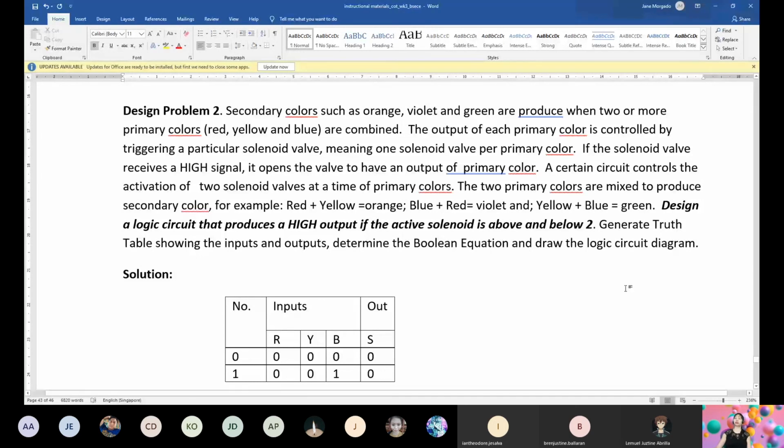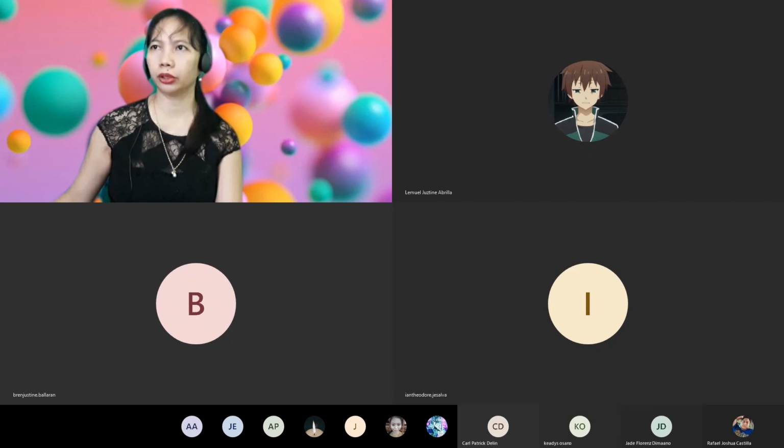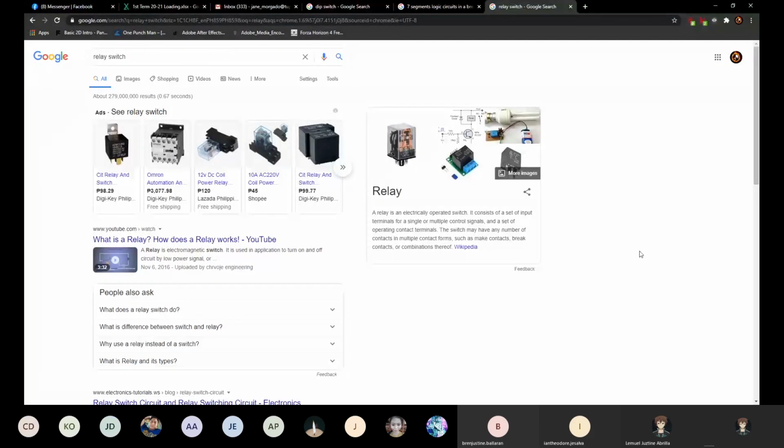Nagre-relay na ba kayo? Electronic relays? Kay Sir Andong. May mga relays, di ba? Wala po ata, ma'am. May mga electronic relays din eh. On and off din siya. Ay, ito yung tsura ng relays, no? Let me show you. Okay. Kita? Okay ba? Kita nyo? Relay?